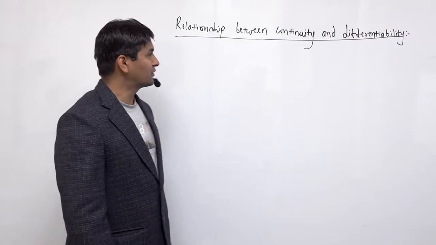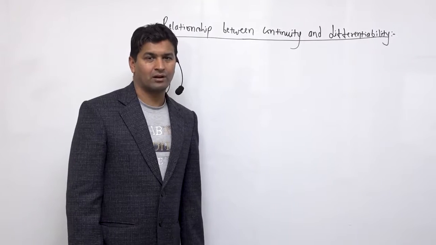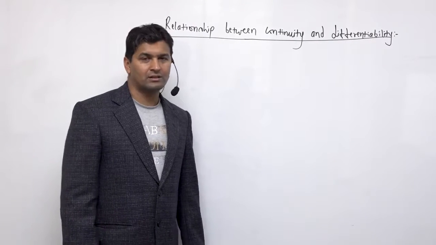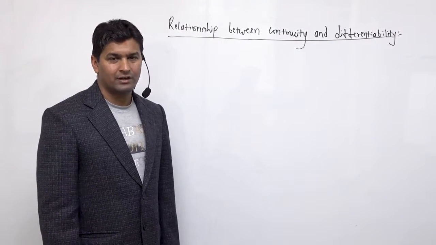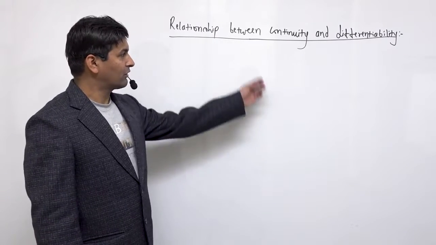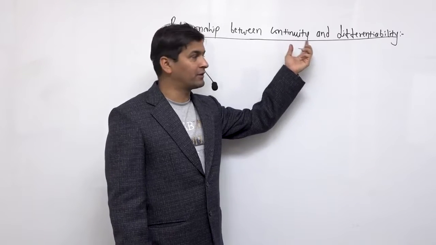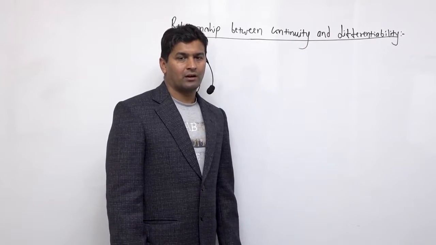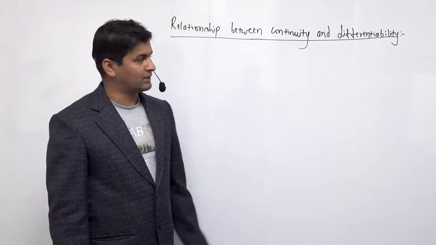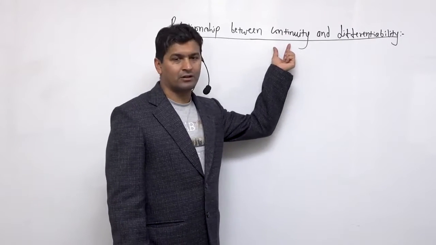हामी रिलेसनशिप बिट्विन कन्टिन्युटी एन्ड डिफरेन्सिएबिलिटीको बारेमा कुरा गर्छौँ. If a function is continuous then it is differentiable. यदि कुनै एउटा फङ्सन चाहिँ कन्टिन्युअस भयो भने त्यो फङ्सनलाई डिफरेन्सिएट पनि गर्न मिल्छ. Continuous function can be differentiate. कन्टिन्युअस फङ्सनलाई चाहिँ डिफरेन्सिएट गर्न मिल्छ.